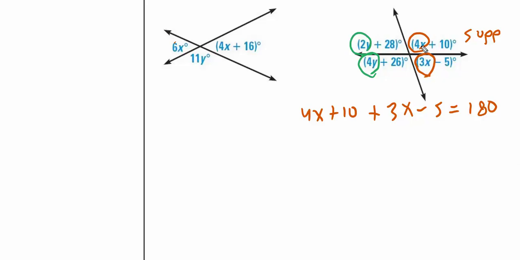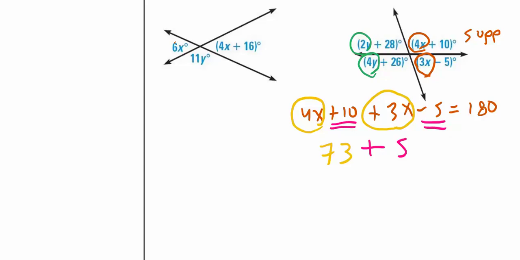They're both orange. They're both a linear pair. They're supplementary. So that's why they're equal to 180. If we go ahead and work with this, we have these. This is a like term with this. And this is a like term with this. So if I combine these, 4x and 3x is 7x. And then positive 10 minus 5 is a positive 5. And that's still equal to 180.